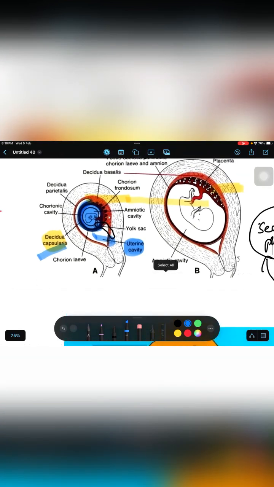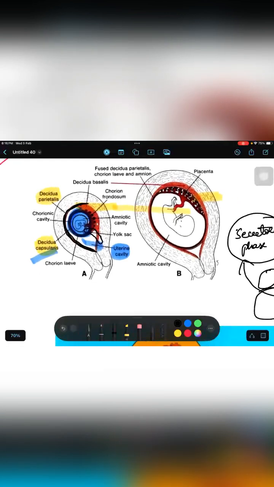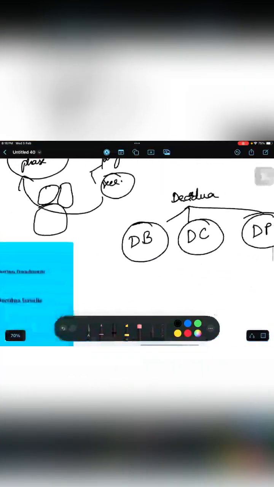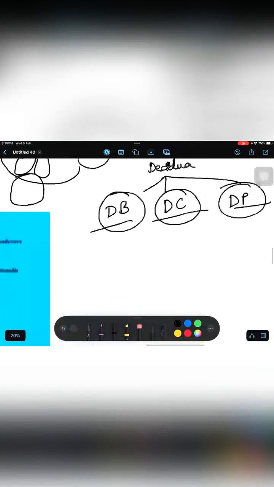That is decidua capsularis. Next comes the decidua parietalis, which is lying here. So what is decidua parietalis doing? The name itself shows parietalis, that is periphery, outside. It is lining the rest of the uterine cavity. That is the decidua parietalis. That's it. Only three things: basalis, capsularis, parietalis. Now you can say it easily, no? So what is decidua? The picture should come into your mind.